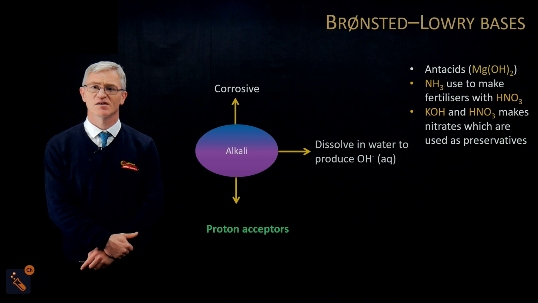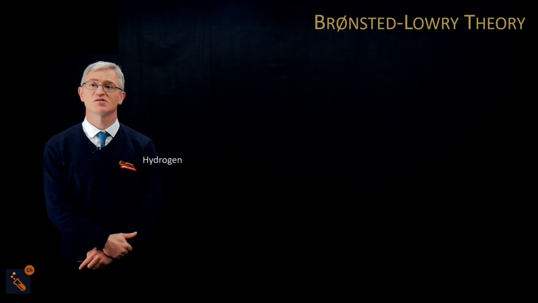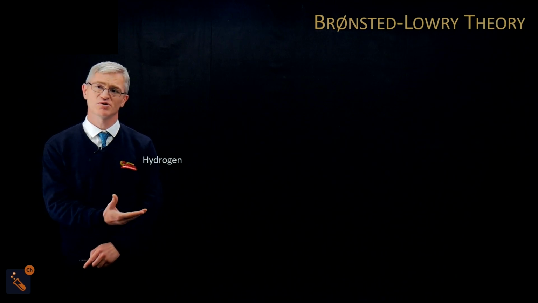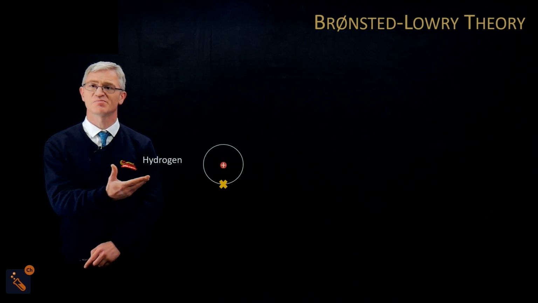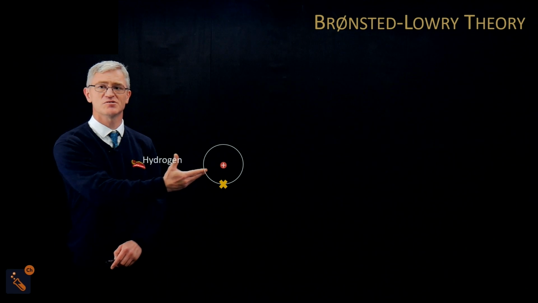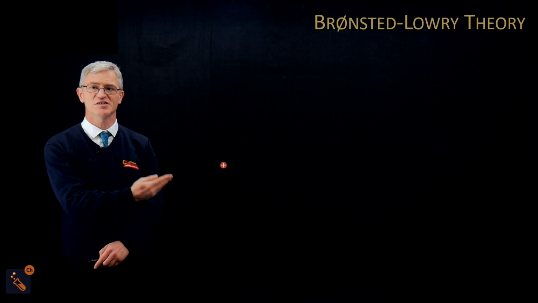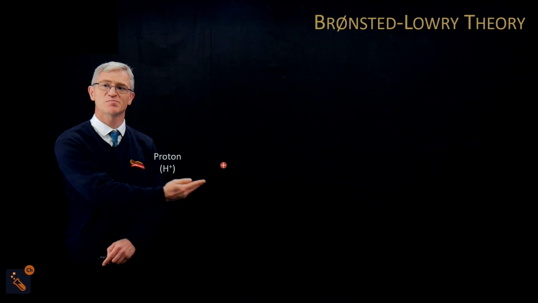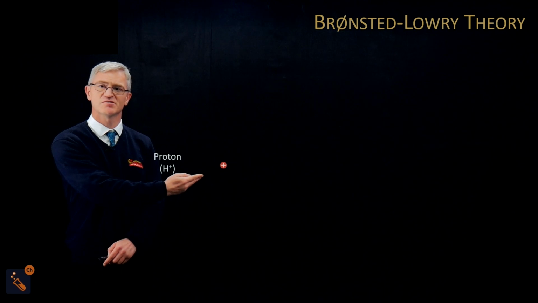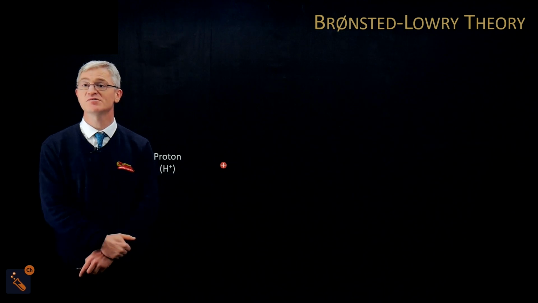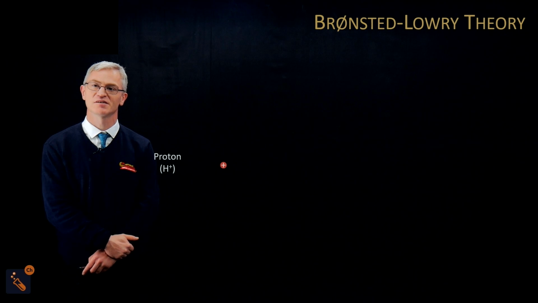Now, if we move that on to a proton. So what is a proton? A proton is going to be a hydrogen, and normally a hydrogen has a proton surrounded by an electron. But if you take the electron away, you ionize it, you get H+. Now, the H+ is only made of a proton. So when we're talking about proton donors and proton acceptors, this is what we're talking about.